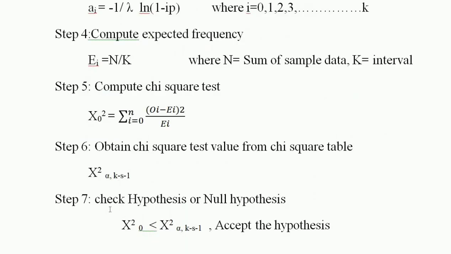And in step 7, check the null hypothesis, whether the hypothesis is accepted or not. The condition for accepting the hypothesis is that x naught square, the value we computed in step 5, is lesser than the critical value; then we accept the hypothesis, or else we reject it. That is, if x naught square is greater than chi-square alpha comma k minus s minus 1, then we are going to reject the hypothesis. This is the procedure for chi-square test for exponential distribution. Now let us see one problem based on this.